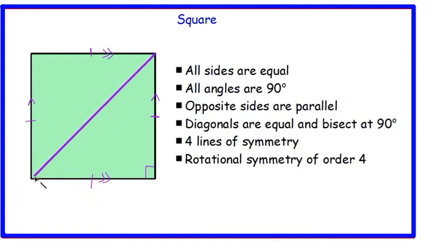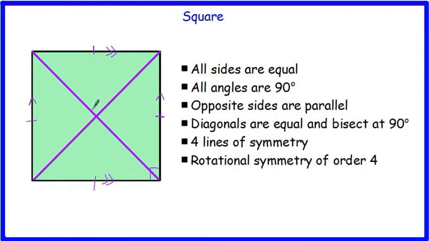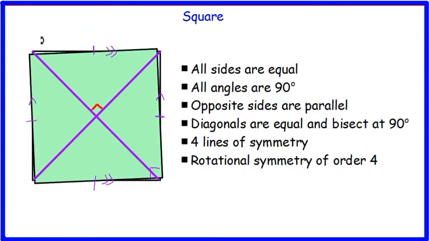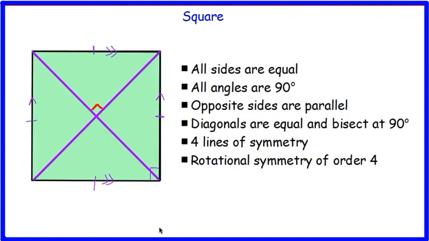So what I mean by that is if I draw my 2 diagonals, they're the same length, obviously, and they also bisect, so cut each other in half, and that's a 90 degree angle. There are 4 lines of symmetry, 1, 2, and then both diagonals. And it has rotational symmetry of order 4. So if I was to start this shape and turn it round, it would fit on itself 4 times. 1, 2, 3, and back to the start, 4. So that shape is a square.